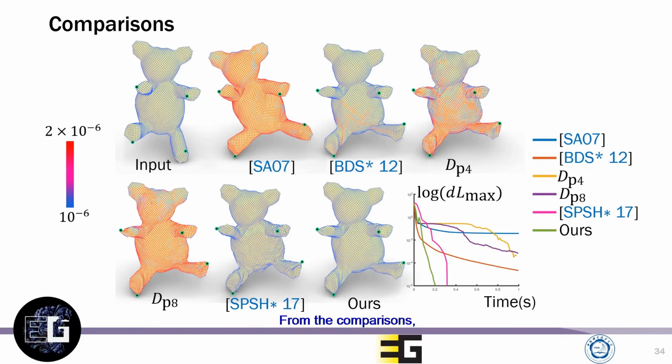From the comparisons, they cannot minimize the maximum edge length deviation to be small enough. Our method succeeds in achieving a much smaller DL_max using less time. Here we optimize E_different with different p's. We found that increasing p cannot contribute to improving the convergence rate.